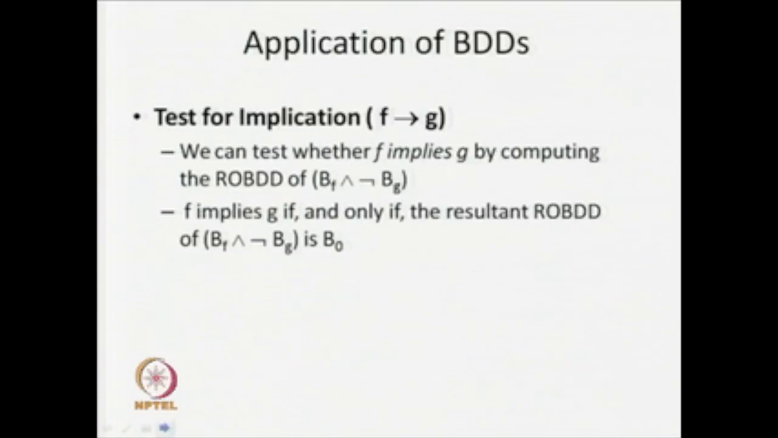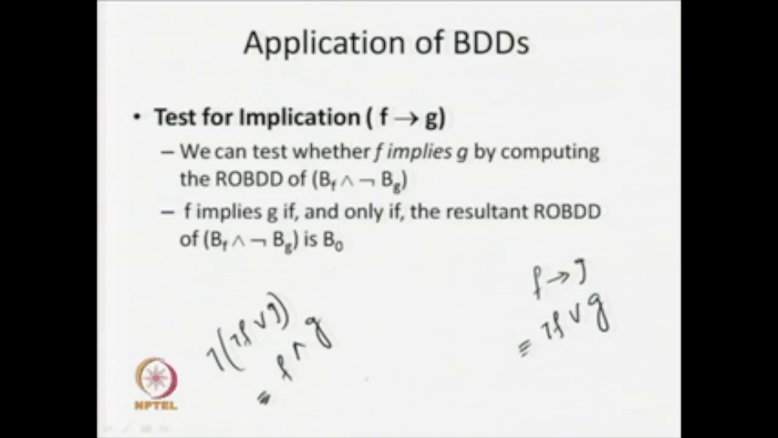Similarly, test for implication, whether f implies g or not. So, f implies g is equivalent to not f or g. In this case, what am I going to do? I am going to take the negation of this. So, negation of f implies g. If I take the negation, what happens? I get not of (not f or g), and applying De Morgan's law, what I get is f and not g.